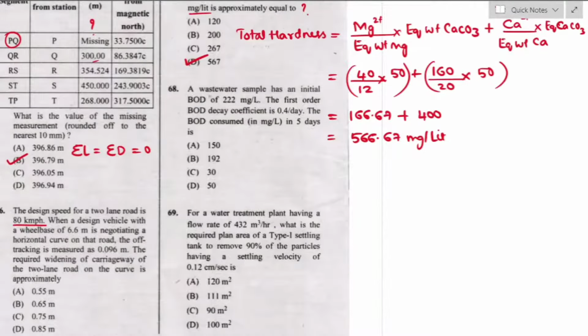Question number 68. A wastewater sample has an initial BOD of 222 mg per liter. The first order BOD decay coefficient is 0.4 per day. The BOD consumed in milligram per liter in 5 days is equal to.